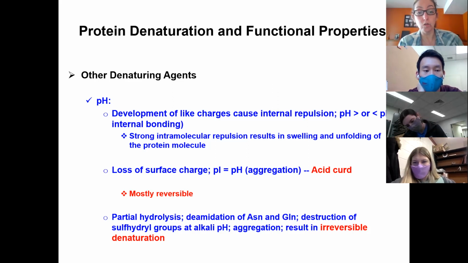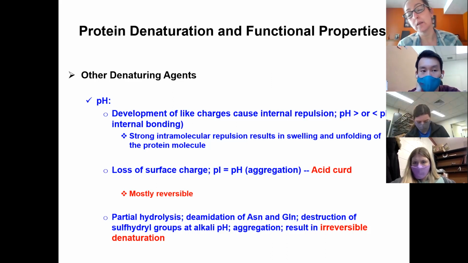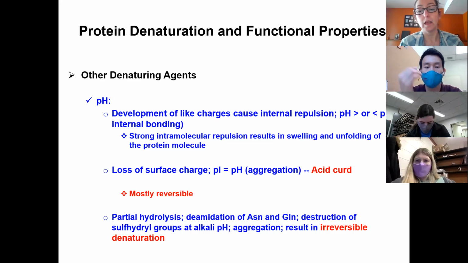Partial hydrolysis: at alkaline or acidic pH, we might get deamidation, so asparagine and glutamine become aspartic acid and glutamic acid. And we can get sulfhydryl groups, especially at alkaline pH. If we have sulfhydryl groups, they will form disulfide linkages at alkaline pH, which promotes oxidation. And then aggregation occurs, and this is irreversible denaturation.